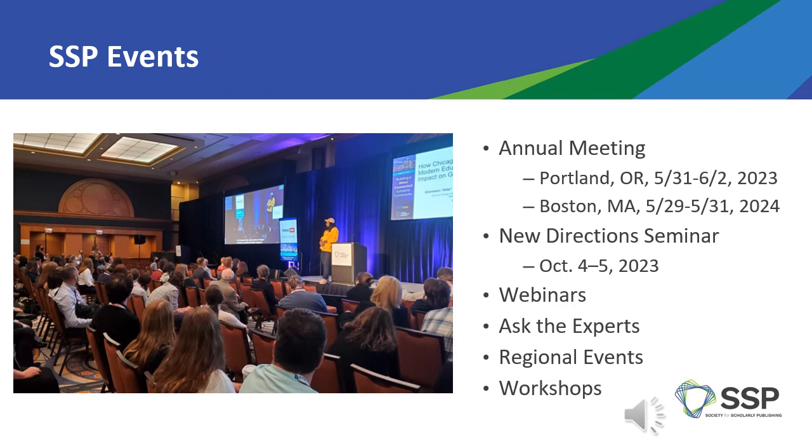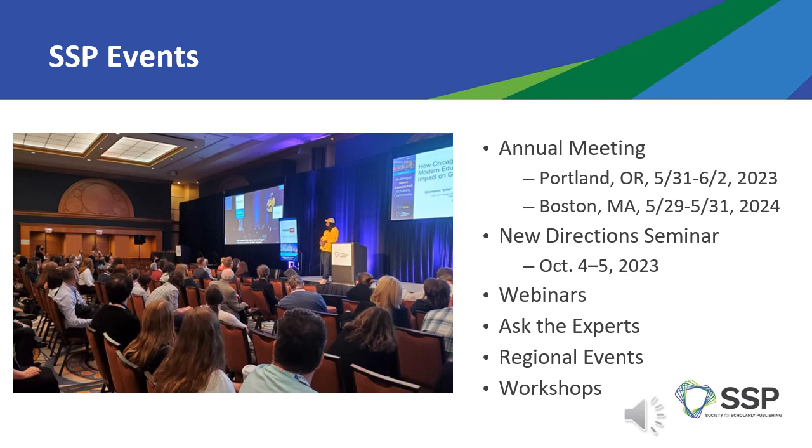SSP hosts various events throughout the year, and the flagship event is our annual meeting, which is held in a different city every year. In 2023, we were in Portland, Oregon. In 2024, we'll be in Boston. And you can find a list of future meetings on our upcoming events page.